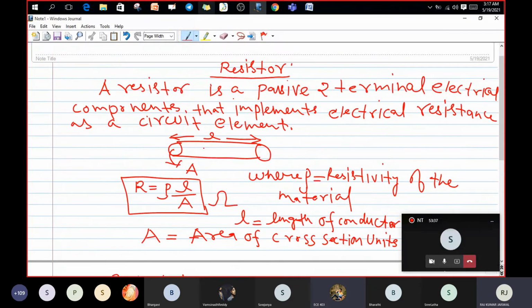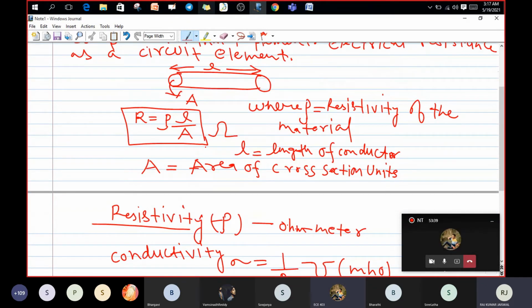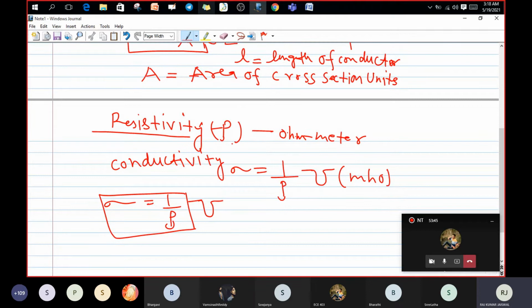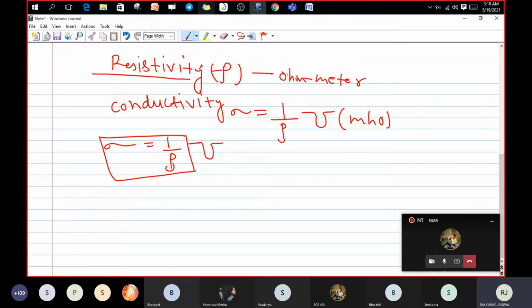Sir, the SI unit is Siemens per meter. Yes. One more unit of conductivity is there, that is called Siemens. That is one more unit, but generally we use mho, or we could use Siemens also, but generally we put mho. Okay, guys, is it clear up to here?